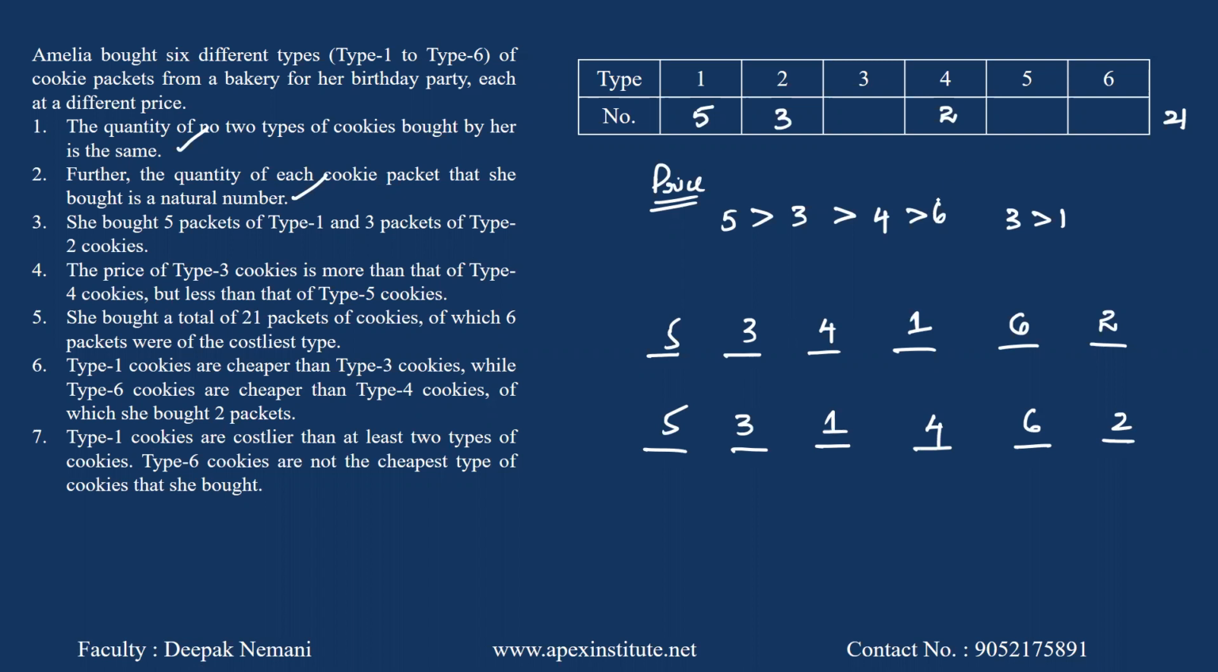Now coming to the number of cookies. So any of these two order is possible. Now she bought a total of 21 packets of cookies, of which 6 packets were of the costliest type, costliest 5. So 6. So we already have 8, 8 plus 8, 16. So the remaining should be 21 minus 16, which is 5. So 5 can be written as a sum of two numbers, with 1 plus 4, because you already have 2 and 3 here, and we are given that the quantity of no two types of cookies bought by her is same. So it should be 1 or 4 here.